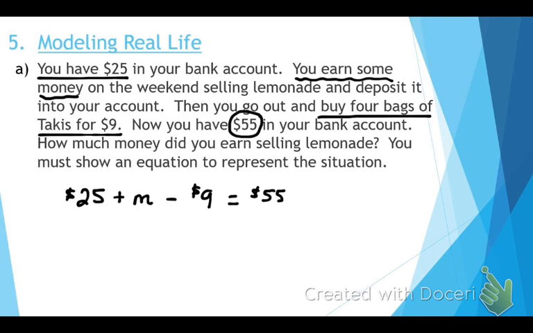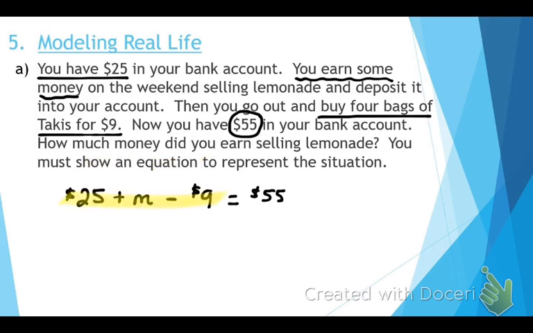Then as I keep reading, it says, how much money did you earn selling lemonade? So my goal now is to figure out how much money I earned. Remember, the M stands for how much money we earned. So let's look at this. We've got a normal problem now. This is where it says you must show an equation to represent the situation. This down here is your equation that we just came up with. So now let's find the answer.